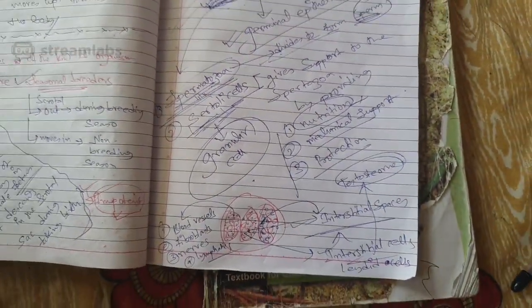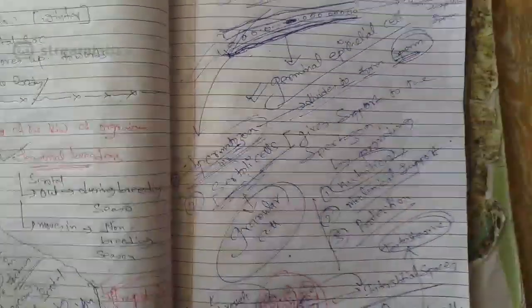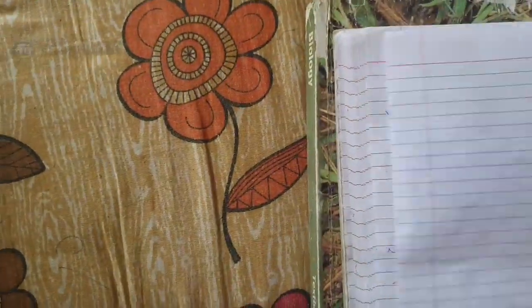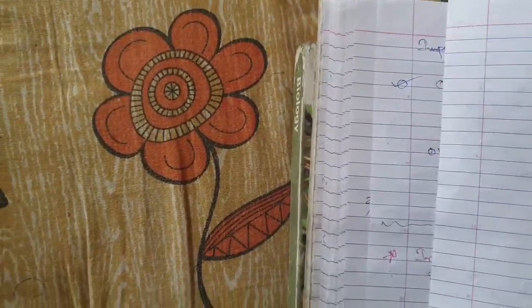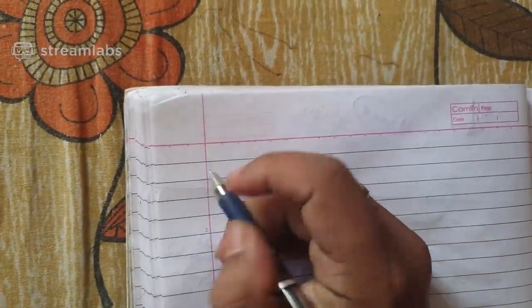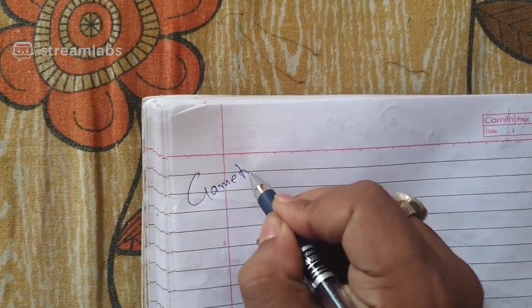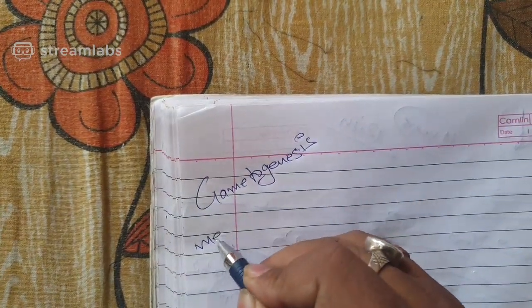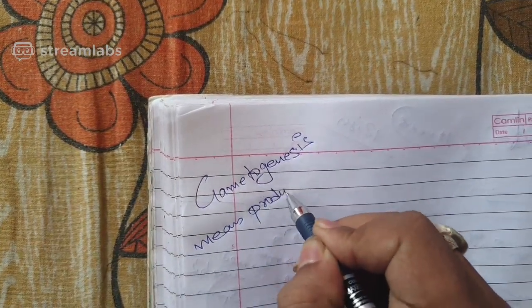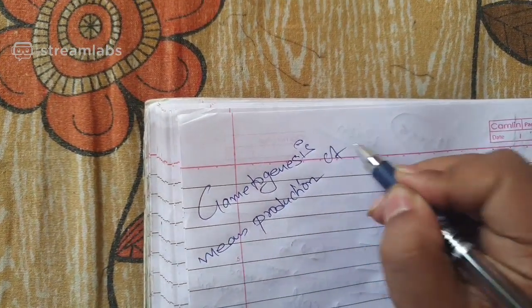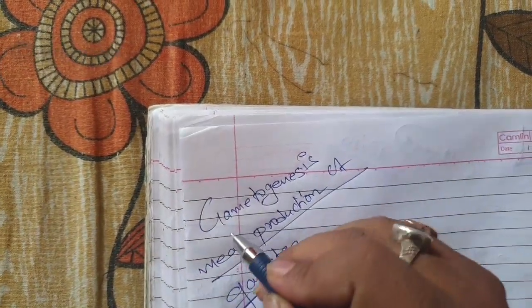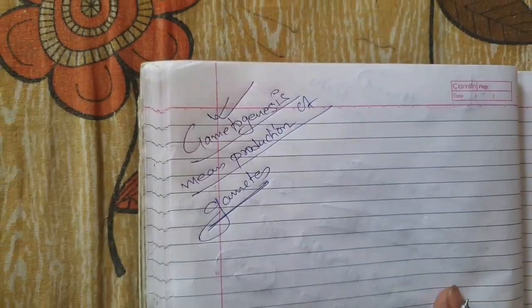So I hope that the entire thing is clear to you. Now we will learn about spermatogenesis, or male gametogenesis. Gametogenesis means production of gametes. So I hope that you know the term gametogenesis means the production of gametes.